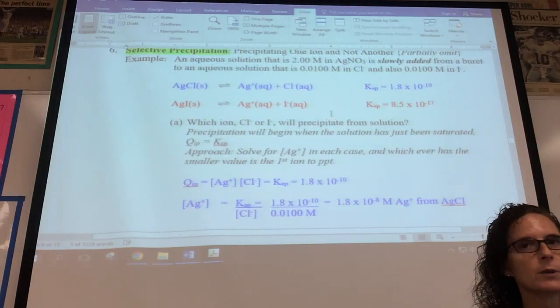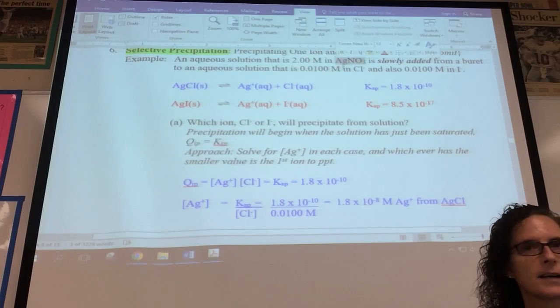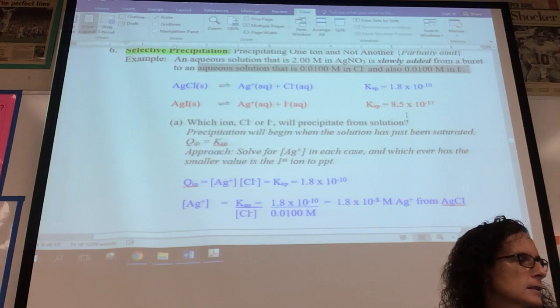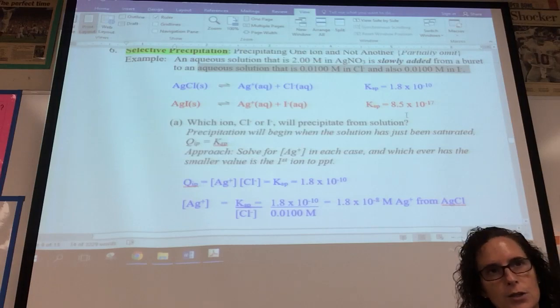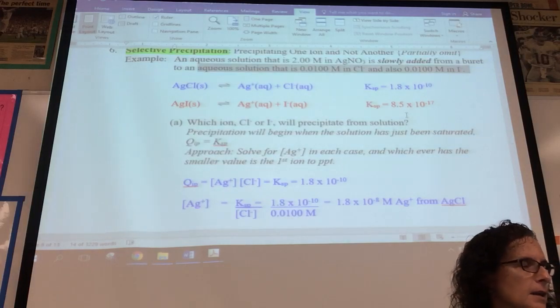The example may read something like this. In aqueous solution that is 2 molar silver nitrate. Is that water soluble? Yes, all nitrate containing compounds are water soluble. It is slowly added from a burette, and you'll see that slowly added wording, to an aqueous solution that contains 2 ions, both of which have a concentration of 0.0100 molar. You have chloride ion and iodide ion.